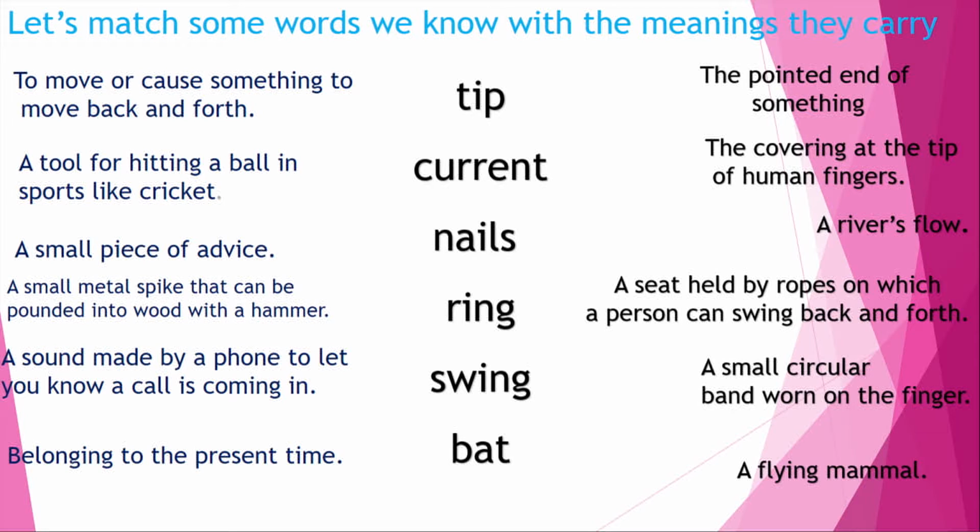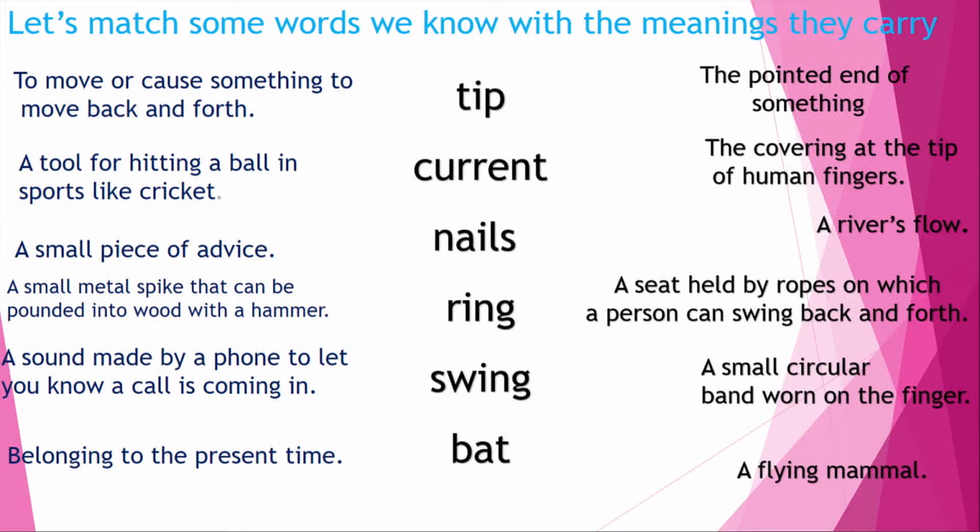So we have tip, current, nails, ring, swing, and bat. Good, so those are the words that we are dealing with. So let's deal with some possible meanings. Of course, they are out of order, so you will have to decipher where they're supposed to be and match them accordingly, either in your head, or if you're a fast writer, you can write it down.